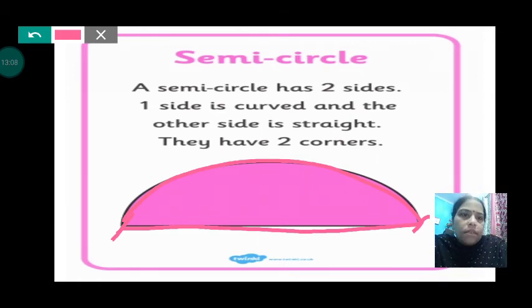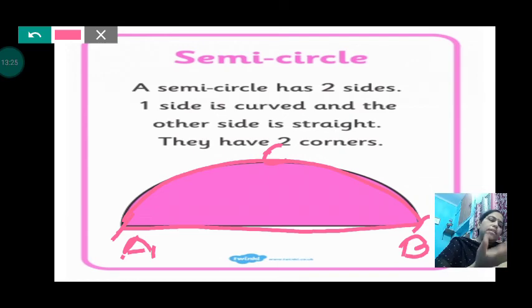Now how can we name this? So we can name this like A, then C here we can put, and then B, then we have C like this. Then this is called the semicircle ACB. So this is called semicircle ACB.